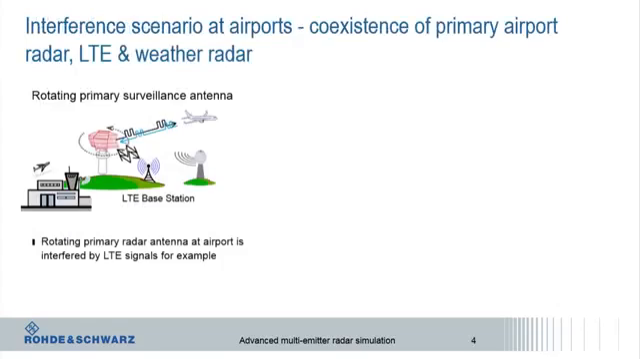Let's look at the interference scenario at airports. There you have coexistence of primary airport radar, LTE base stations and weather radar stations maybe. In this image, you see how this environment looks like. The rotating antenna is transmitting pulses to the aircraft, and the reflections are also received by this radar antenna. But in addition, it is interfered by LTE base stations, for example, or weather radar stations. So this is a test case where you need to account not only for the radar pulses, but also for the signals coming from the base station, for example.